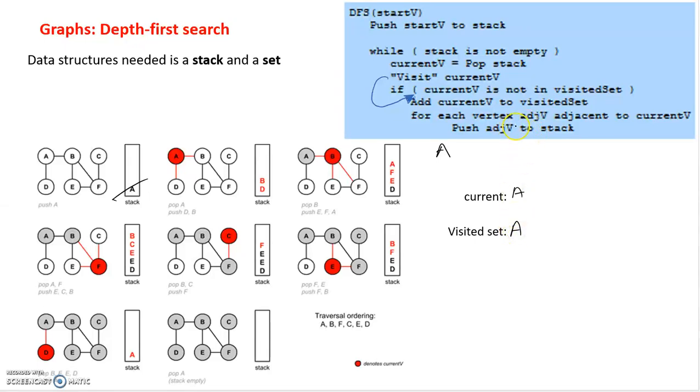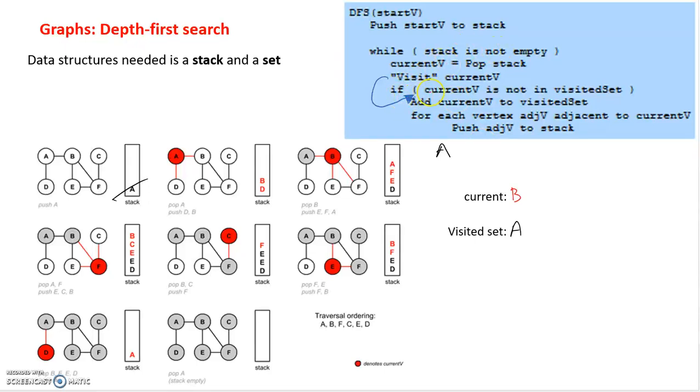and then go through this for statement. For each vertex adjacent to A, push them on top of the stack. So what are the vertices adjacent to A? B and D are adjacent. We'll push them on top of the stack, D and B. We are done. We go back to the top of the while loop. Stack is not empty. We'll pop it. So B will be popped out of the stack. That's the current vertex.